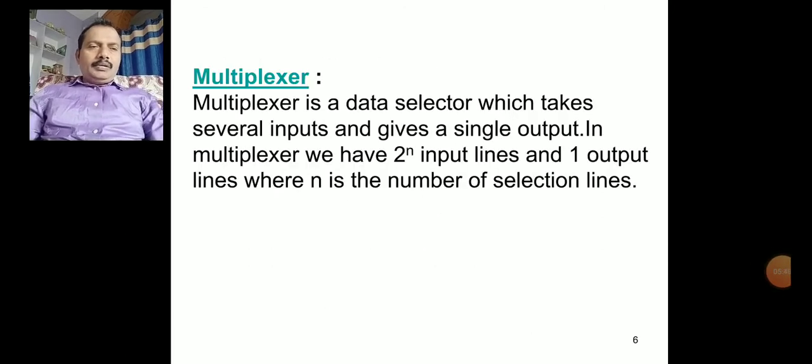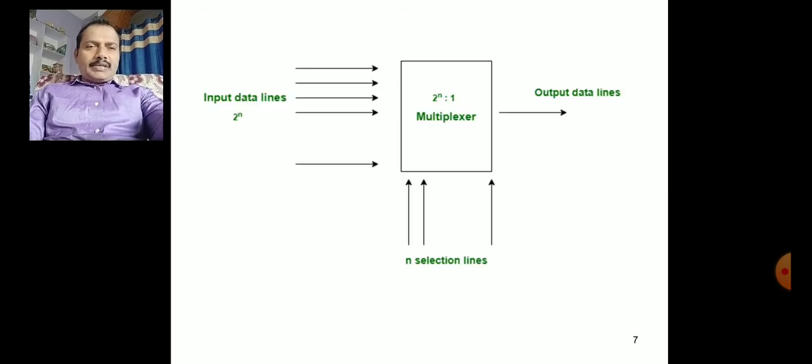Now, the multiplexer can be defined as: a multiplexer is a data selector which takes several inputs and gives a single output. In a multiplexer, we have 2 power n input lines and 1 output line, where n is the number of selection lines. This is the definition of the multiplexer.